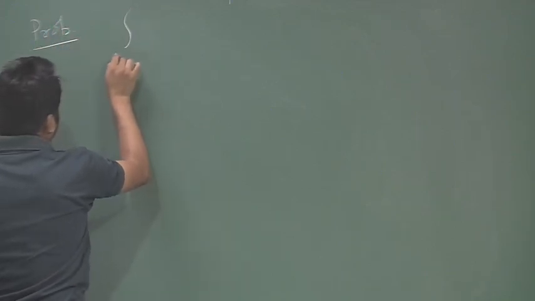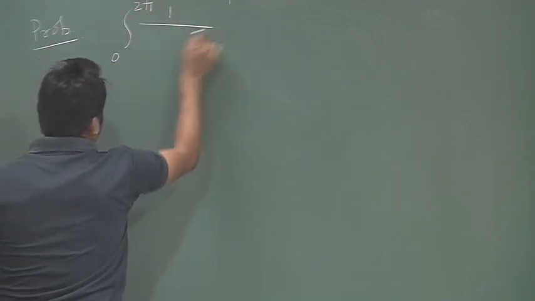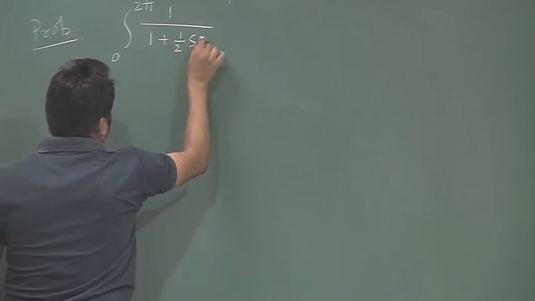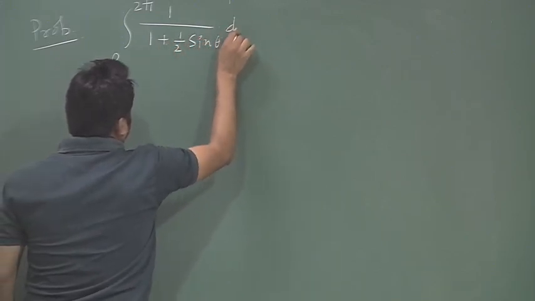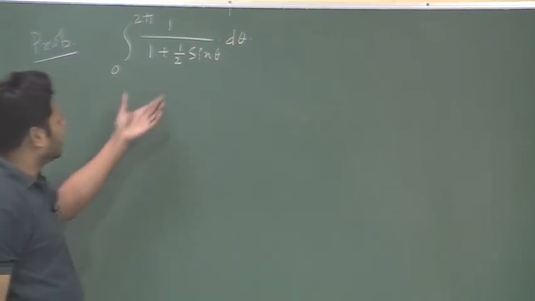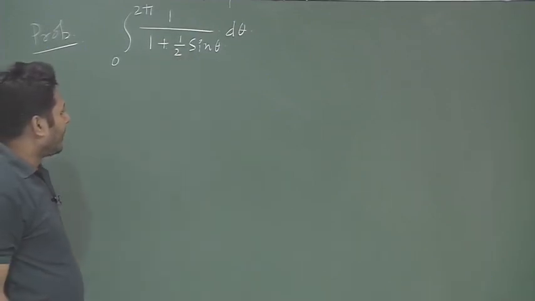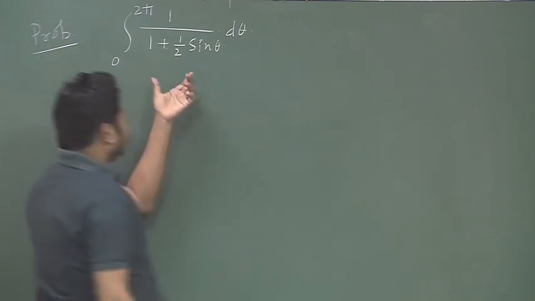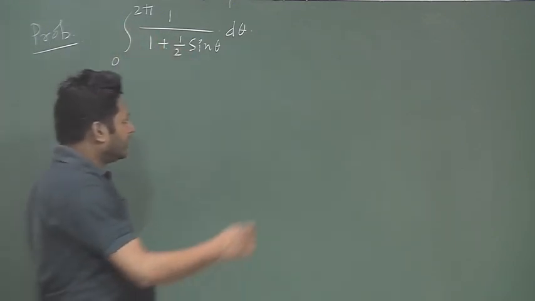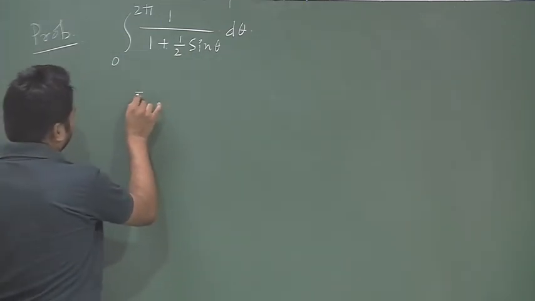So, the problem is given as the integral from 0 to 2 pi of 1 divided by 1 plus half sin theta d theta. This is the integration we need to calculate, and now this is a real integration. You can see the limit is 0 to 2 pi, everything is real here. So, we need to convert this integration to the complex integration.